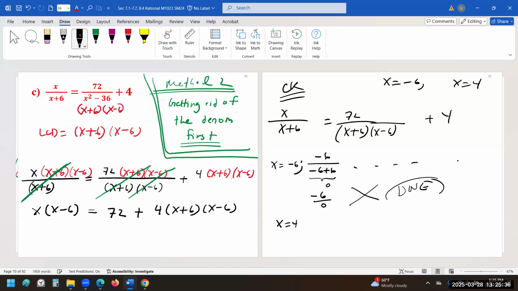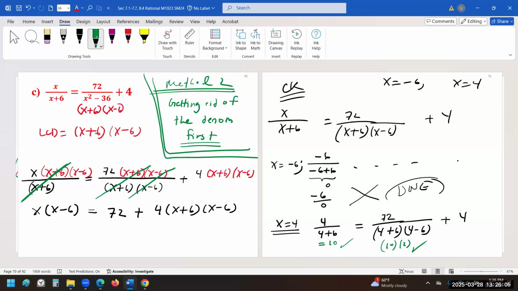Then you check x equals 4. When x is 4, we have 4 over 4 plus 6 equals 72 over (4 plus 6)(4 minus 6) plus 4. 4 plus 6 is 10, we are safe. 4 plus 6 is 10, 4 minus 6 is 2. 10 times 2 is 20, we are safe. So this is safe. For 4, none of the denominators is 0. But for -6, the very first denominator turns out to be 0. But we cannot have 0 in the denominator.